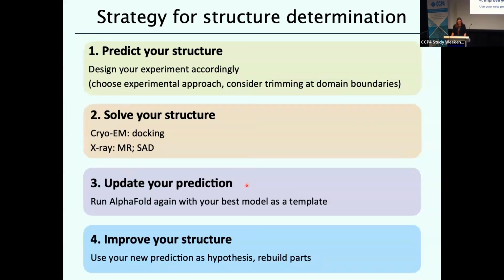Then we can update our prediction. So we run AlphaFold again with the best model as a template. And then we can improve the structure. So we use the new prediction as a hypothesis, and we can rebuild parts where this prediction does not fit into the experimental density. And we iterate these steps 3 and 4 several times until we converge to a model that doesn't change much more, and then we move on to refinement and interactive model building.